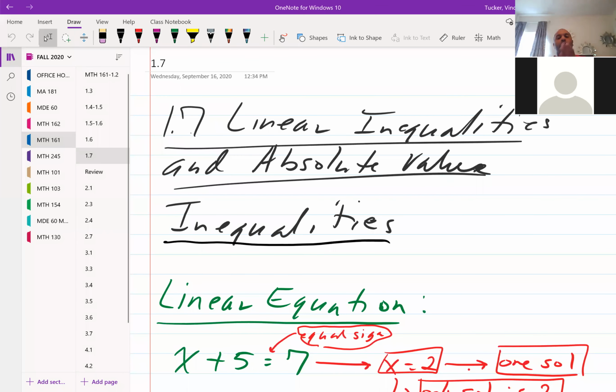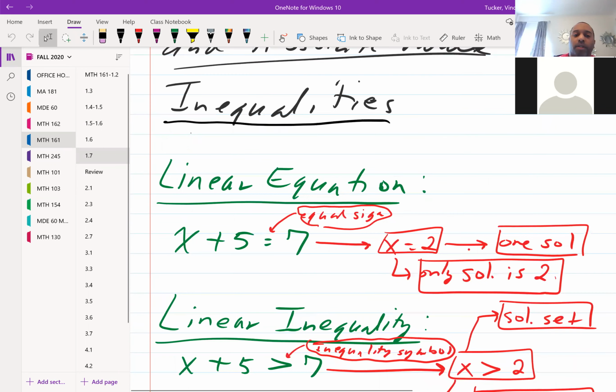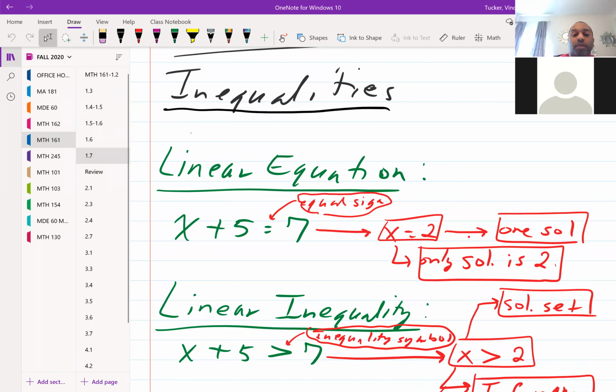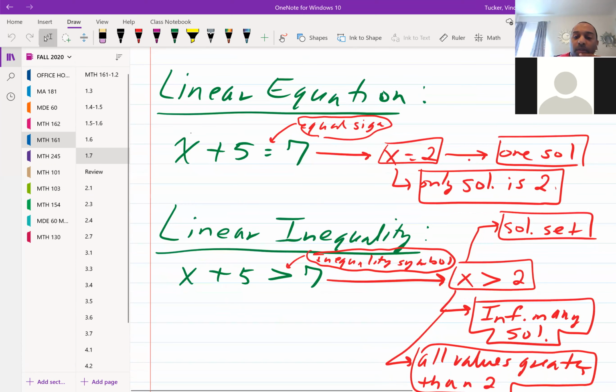All right, so this is linear inequalities and absolute value inequalities. And this is our last section in chapter 1. Might finish, might not finish today. We'll see. So this first part is just distinguishing between the differences between your linear equation and your linear inequality.